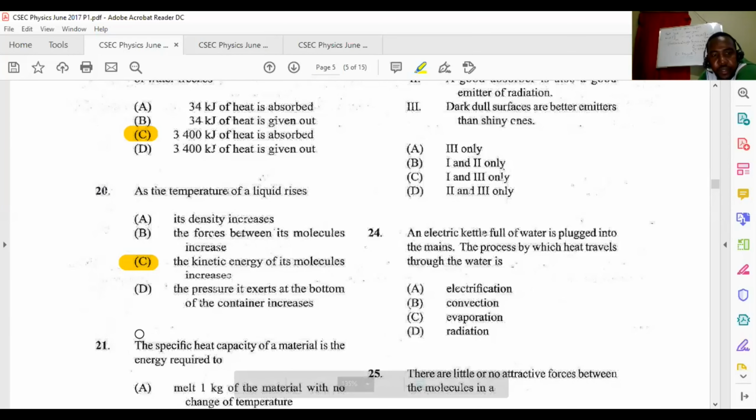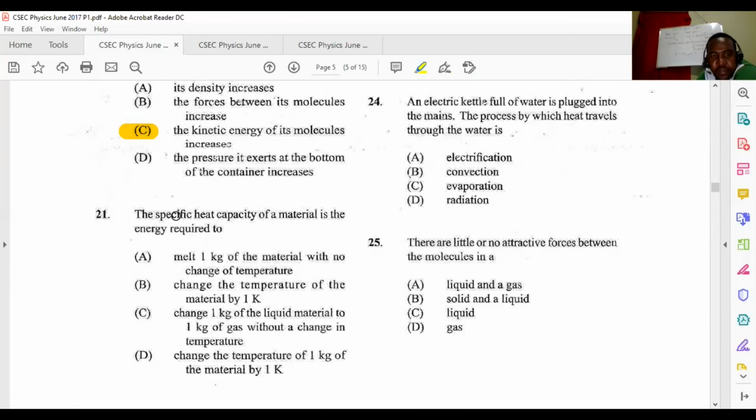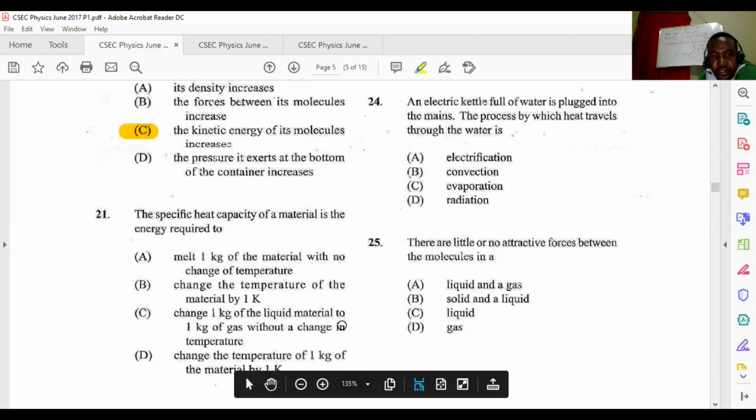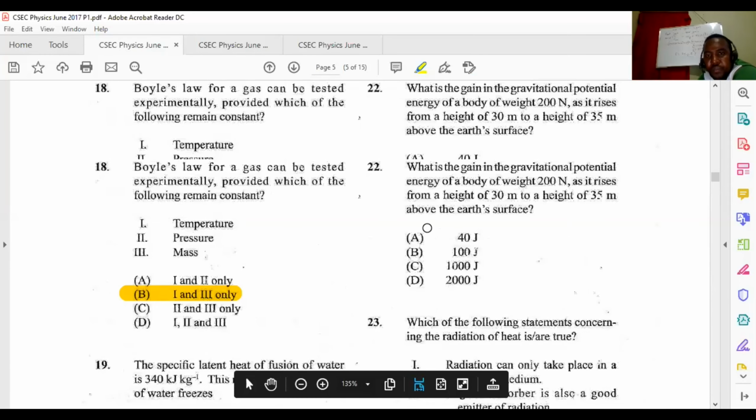All right, 21. The specific heat capacity of a material is the energy required to. So you have specific there, so that means you have to have 1 kilogram there in your answer. Right, so that eliminates B as an answer there. So someone says D, to change the temperature of 1 kilogram of material by 1 Kelvin. D, great.